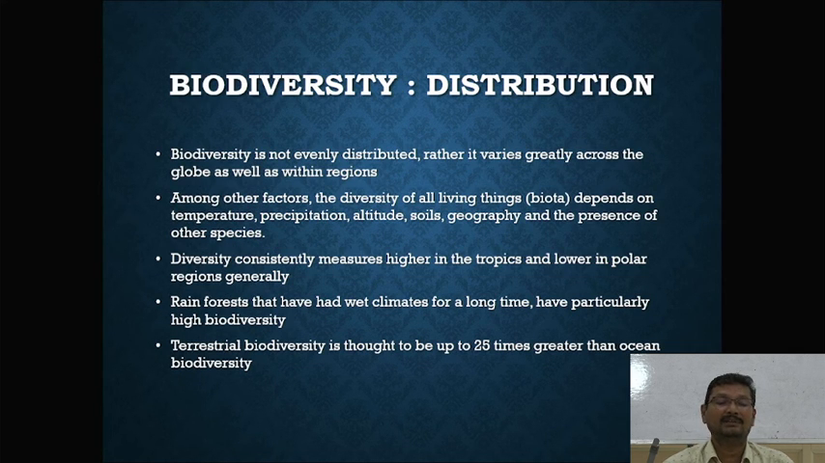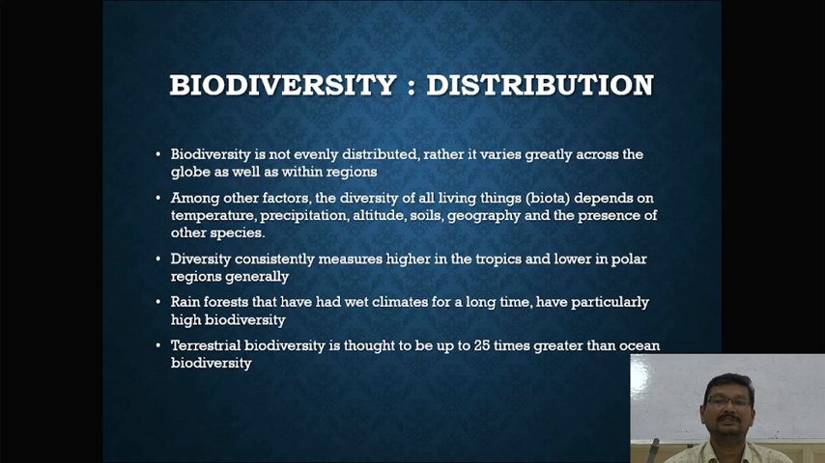Biodiversity distribution. Biodiversity is not evenly distributed; rather it varies greatly across the globe as well as within regions. Among other factors, the diversity of all living things, biota, depends on temperature, precipitation, altitude, soils, geography and the presence of other species. Diversity consistently measures higher in the tropics and lower in polar regions generally. Rainforests that have had wet climates for a long time have particularly high biodiversity. This is called rich biodiversity.